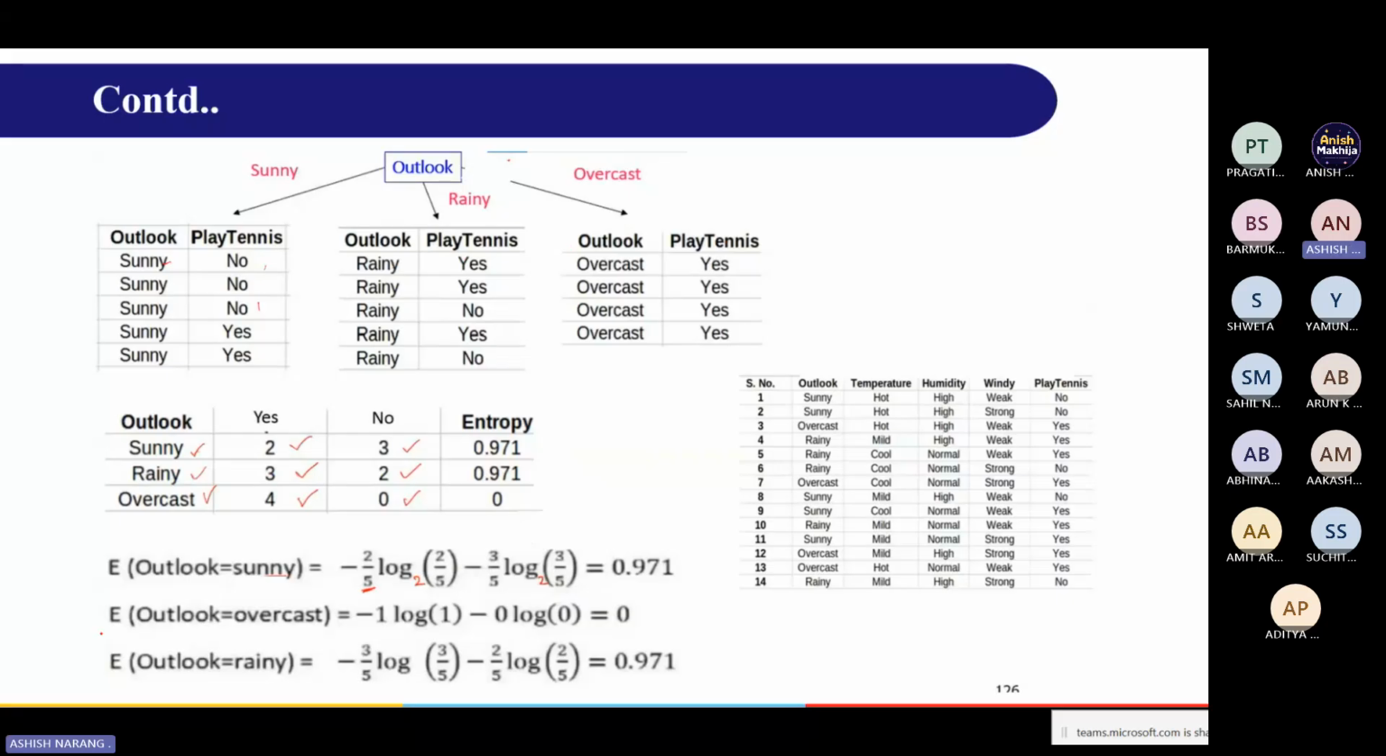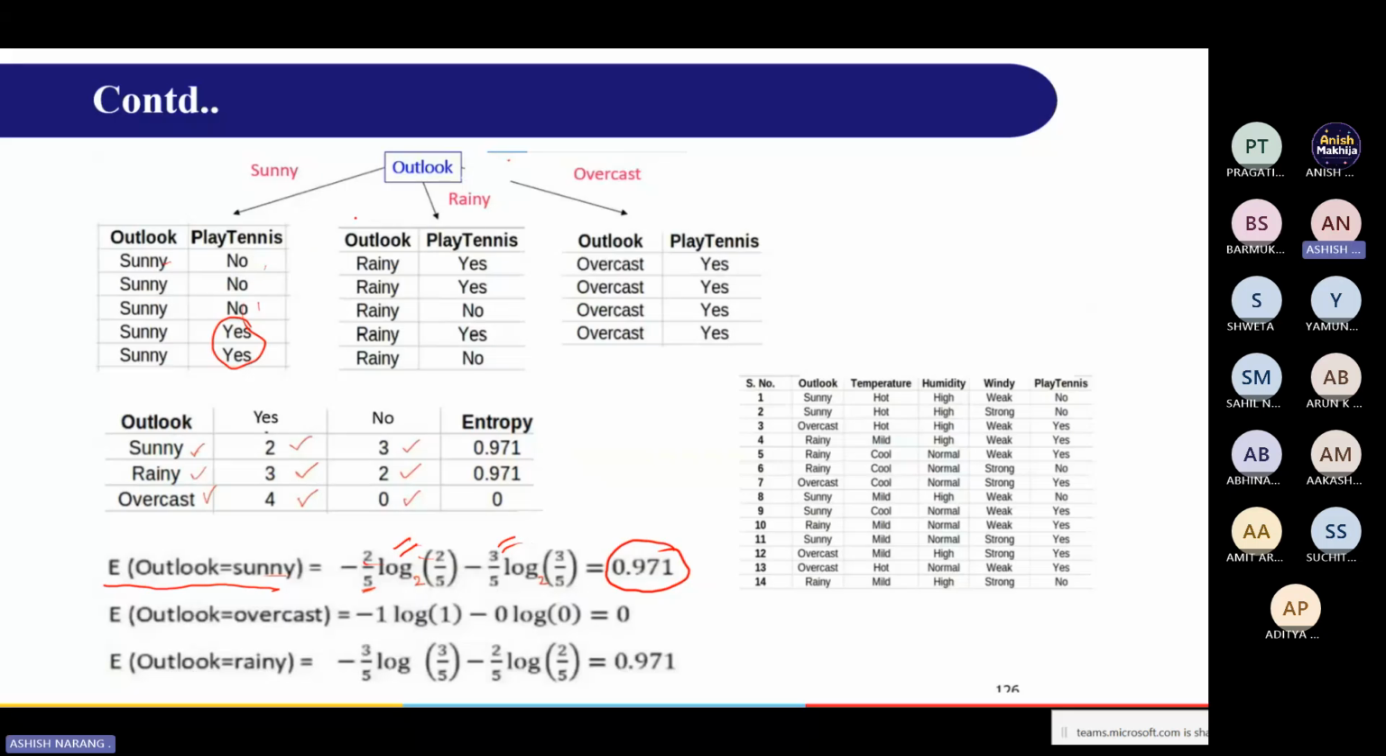Now, how to calculate entropy when the outlook is sunny? Total 5 records. So 2 belong to yes, 3 belong to no. So 2 by 5 log of 2 by 5 for yes, 3 by 5 log of 3 by 5 for no. And this value will come out to be 0.971. Are you with me so far? Yes, sir.